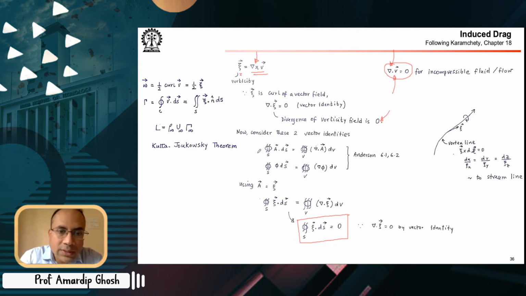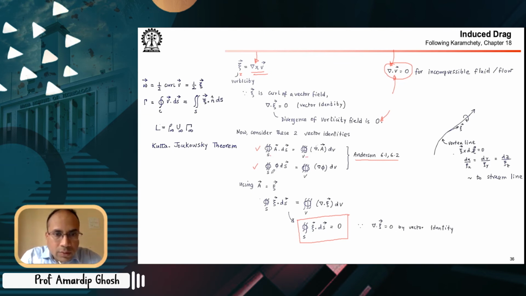Okay, so now consider these two other important vector identities. These are vector identities that you can find in Anderson chapter 6. Well, these are equations 6.1 and 6.2. I think these are from Anderson's Fundamentals of Aerodynamics. The other book, Introduction to Flight, also has some overlap. So you can try to see which book this one is from. So you see the surface integral of A dot dS, a vector surface integral. So you see these are ways in which we move from a surface integral to a volume integral.